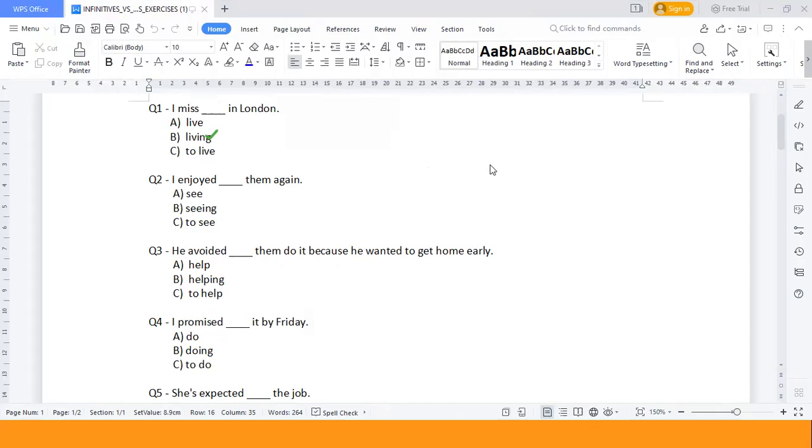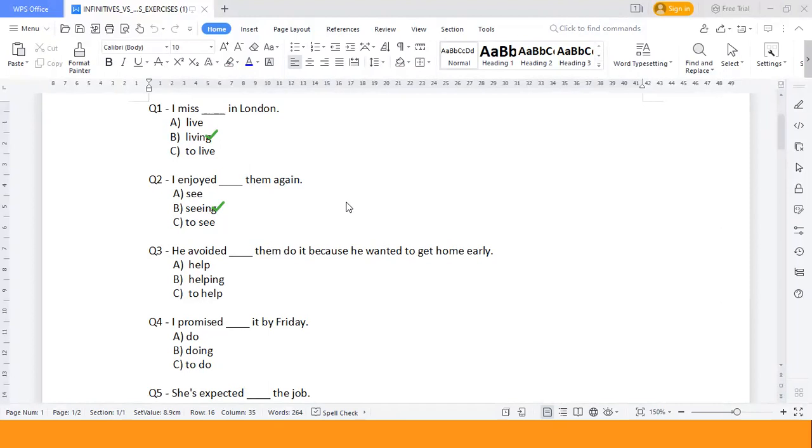Good. Let's see number 2, Alexis. I enjoy to see them again. I'm afraid it's not correct, Alexis. After the verb to enjoy is the same. Seeing them. Exactly, seeing them, right. After the verb to enjoy, to love, to hate, you always use ing. No other choice, okay? I enjoyed seeing them. Good.